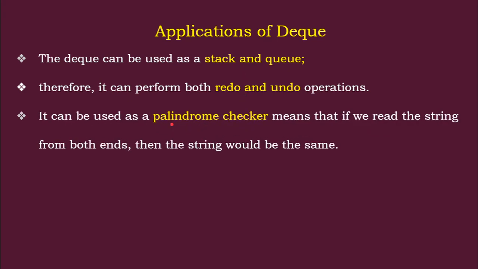It can be used as a palindrome checker, meaning that if you read the string from both the ends, the string would be the same. Suppose you want to apply an algorithm to find whether a given string or number is a palindrome or not. Actually, what is a palindrome? A palindrome is a string or number that, when read from the back, is also the same. An example we normally give is the string madam. Whether we read from left to right or right to left, the word will be the same. Likewise, Malayalam reads the same from both the ends. That is called a palindrome.